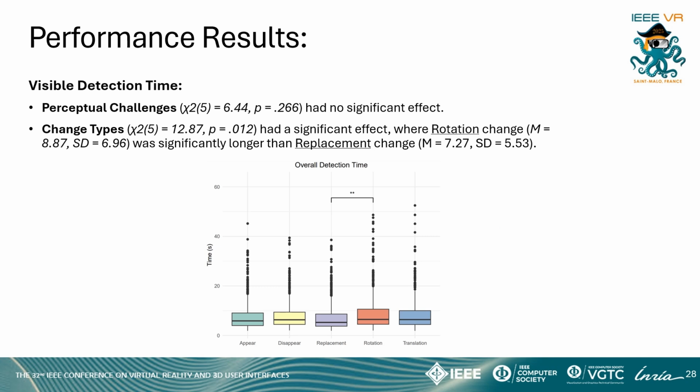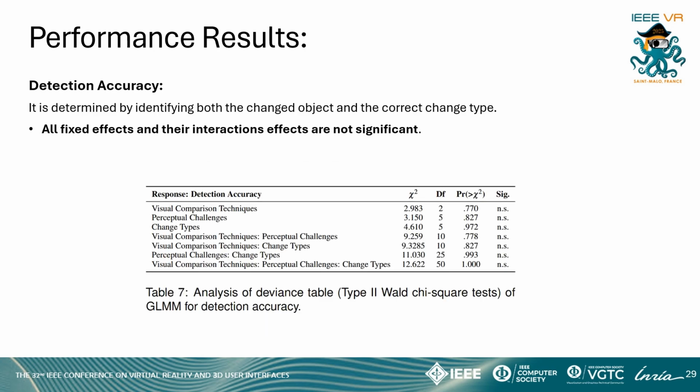Perceptual challenges had no significant effects, and the change type had a significant effect, where rotation change was significantly longer than replacement change. And next, I would like to talk about the detection accuracy, and our results show that all fixed effects and their interaction effects are not significant.